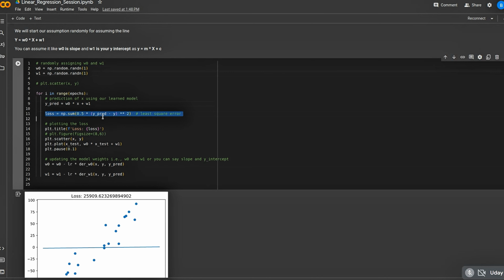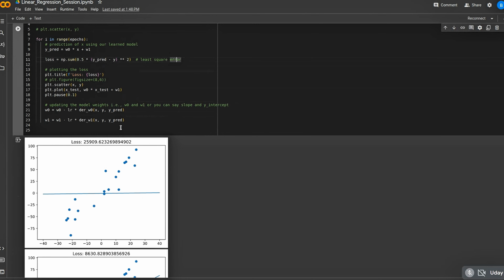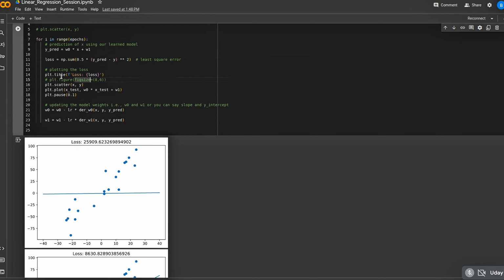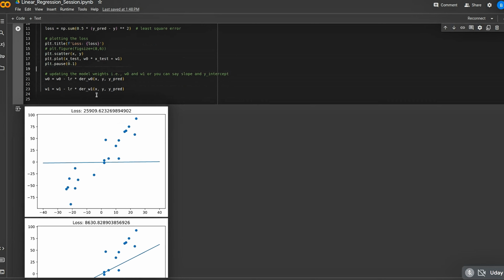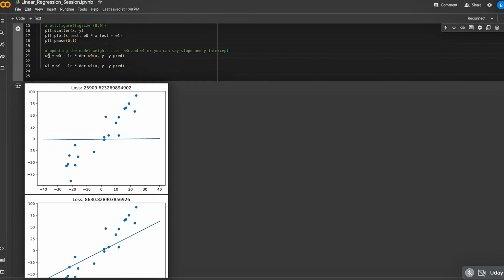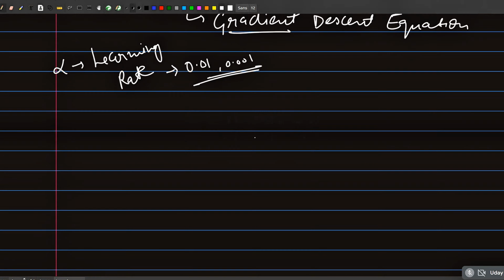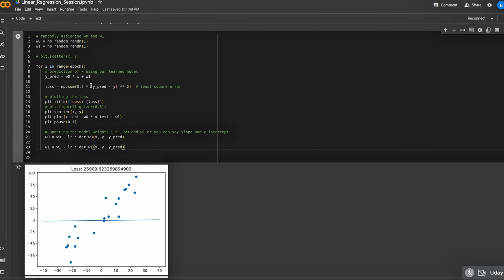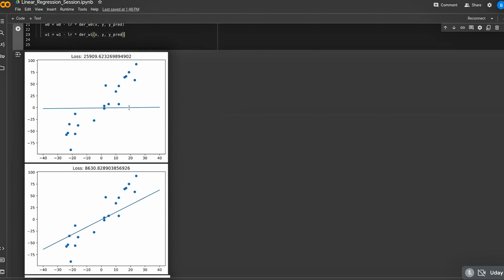Then we calculated the loss, same formula. Then we plotted the loss. Now see this equation: W naught equals W naught minus learning rate into derivative with respect to W naught. This is the same as this thing. Same thing with W1. And we are doing this over the number of iterations.